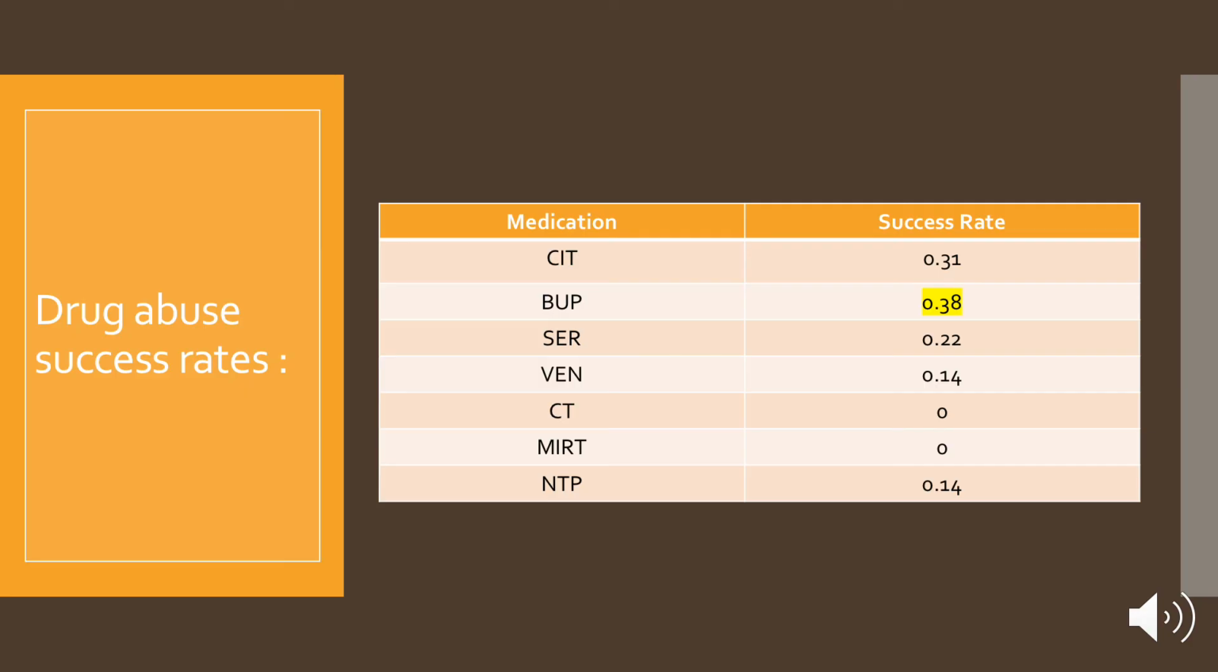Once all of that has been calculated, the final results should look like this. We were asked to see which medication has the highest rate of success, and from looking at the chart, we can see that BUP has the highest rate with 0.38.